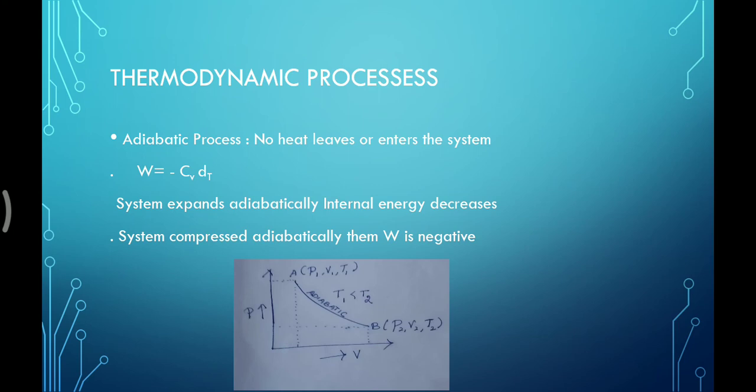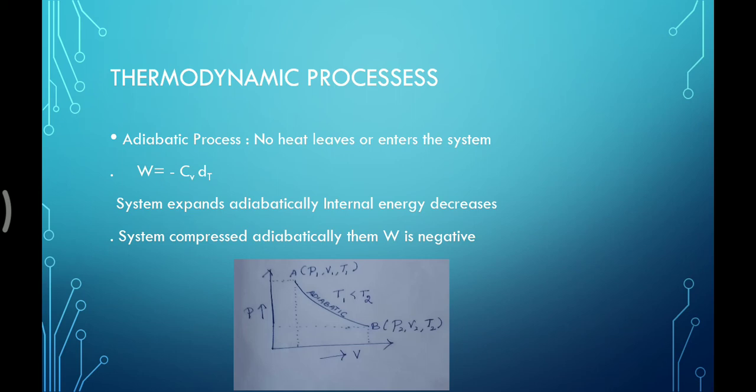First is adiabatic process. In adiabatic process, here there is no energy transfer, no heat energy transfer. No heat leaves or enters the system. So இது வந்து adiabatic process. So no heat energy leaves or enters the system. So in the previous first law of thermodynamics equation, Q வந்து it is taken as 0, and now the equation is changed as W is equal to minus Cv dT, that is C at constant volume and dT the small change in temperature.